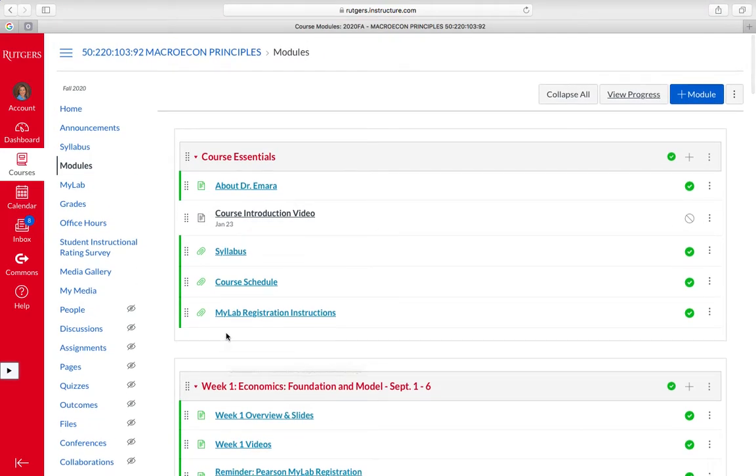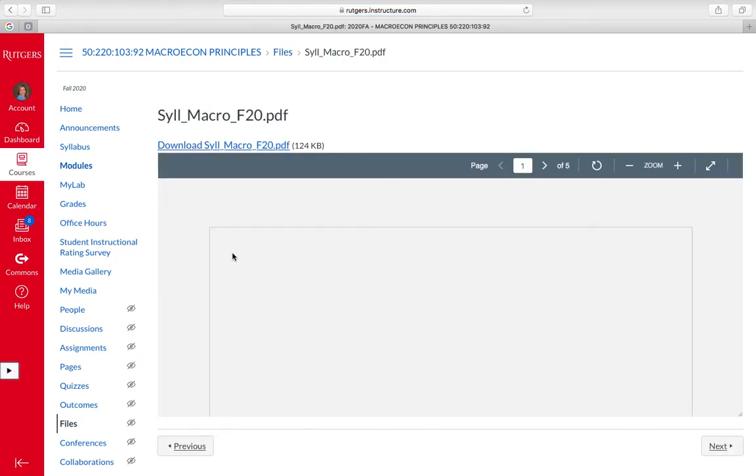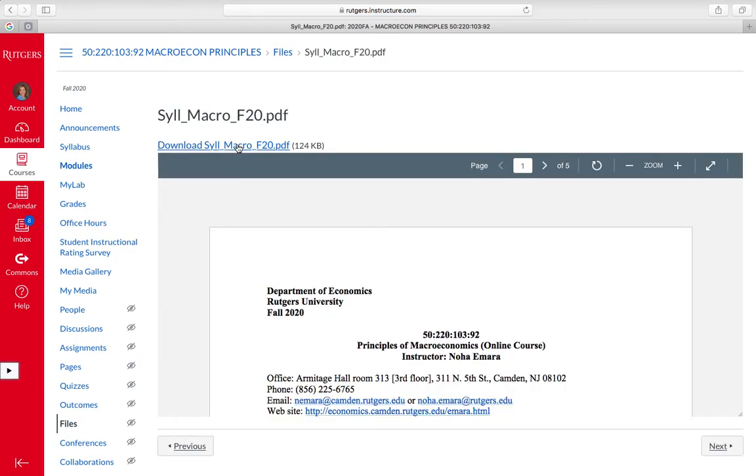So let me go over the syllabus. When you click on the syllabus link, you will be able to either download it from here or just see it. I suggest that you download it, have a hard copy, or maybe just write down all your deadlines on your calendar, something that is easy for you to see on your desk or the place where you study.